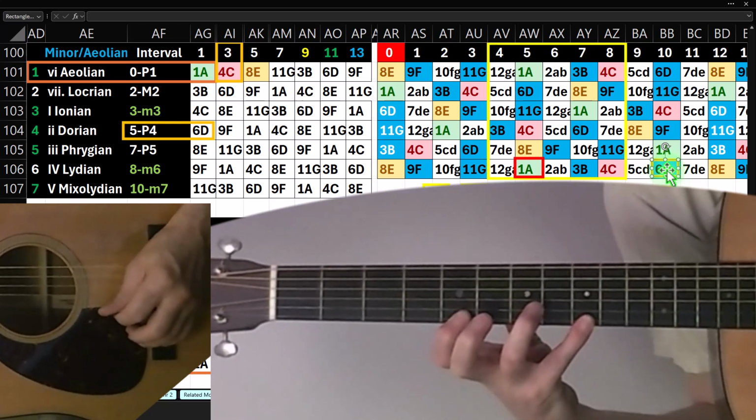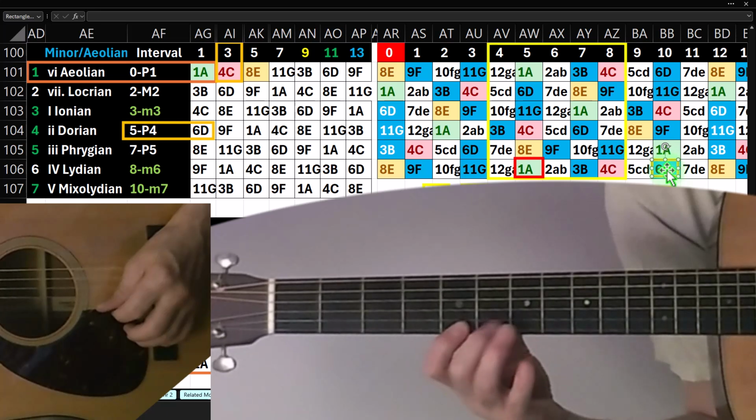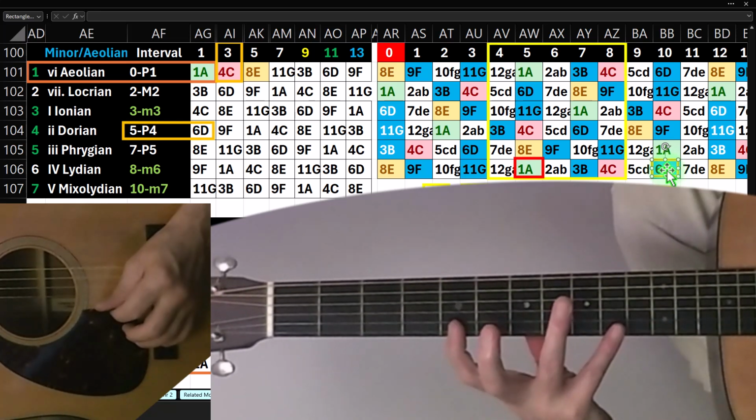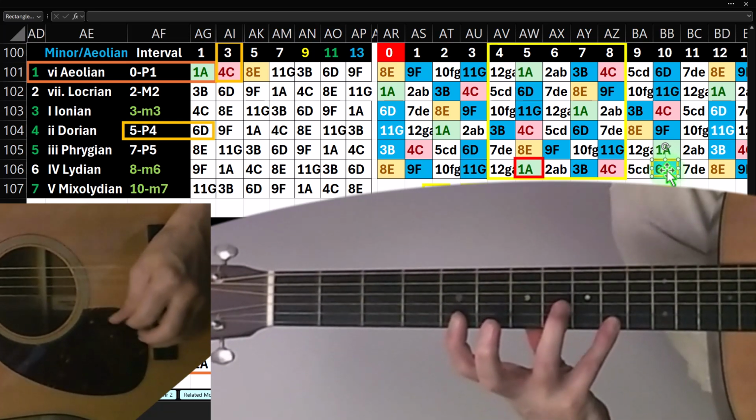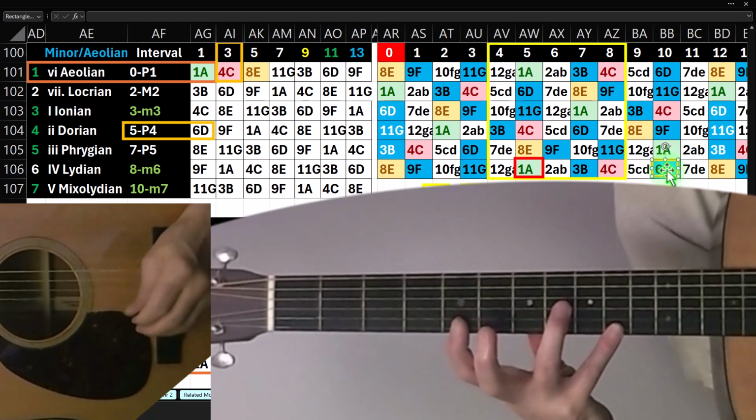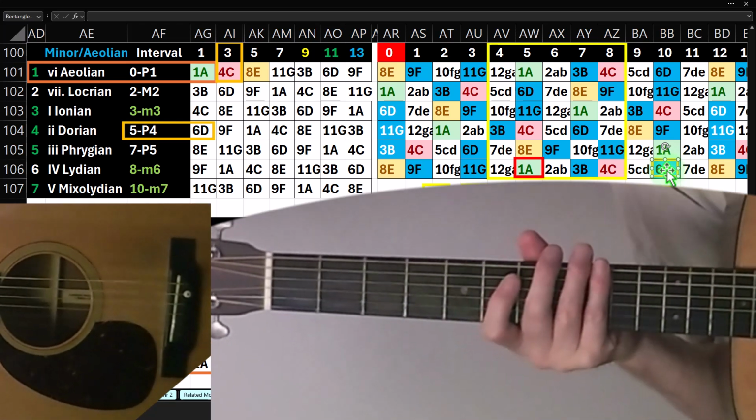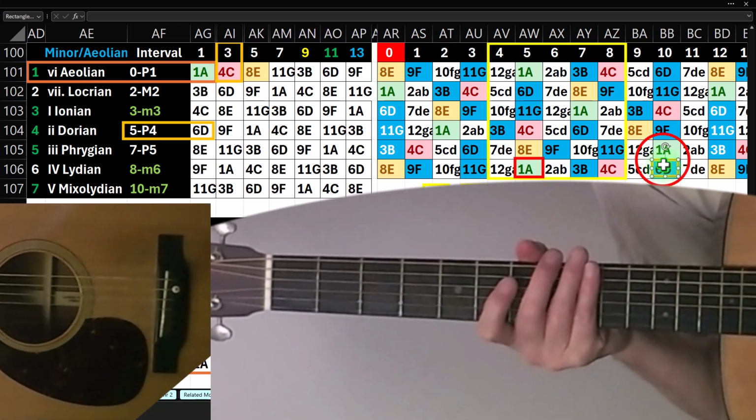So that's about as far as I can reach. Wait a sec, 1, 2, 3, 4, 5 out here. Sorry about that. That doesn't sound right. All right, and then we're going to go up one.